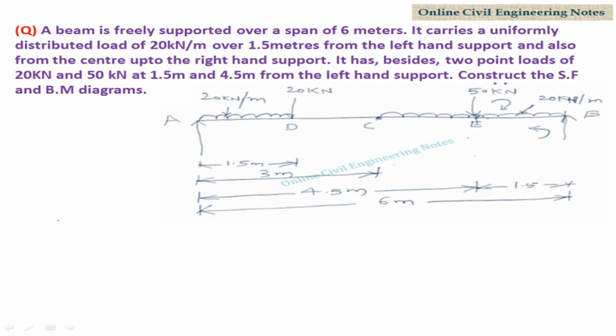Bending moment at B. Say it is MB is equal to 0. So here RB is acting, the perpendicular distance is 0. So MB is equal to 0. Next bending moment at E.